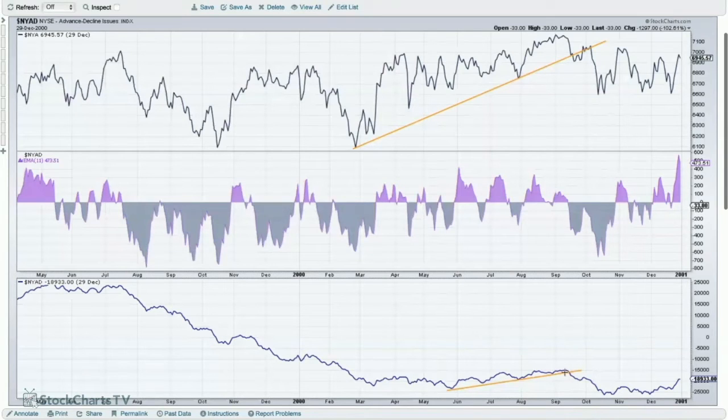Now, one of the things that did happen was it started to make a big upslope heading into the final high, and that upslope was probably one of the best triggers to help get you out, because obviously we were a lot lower at this high in terms of advanced decline line than we were here. The market was higher, but advanced decline was a lot lower.